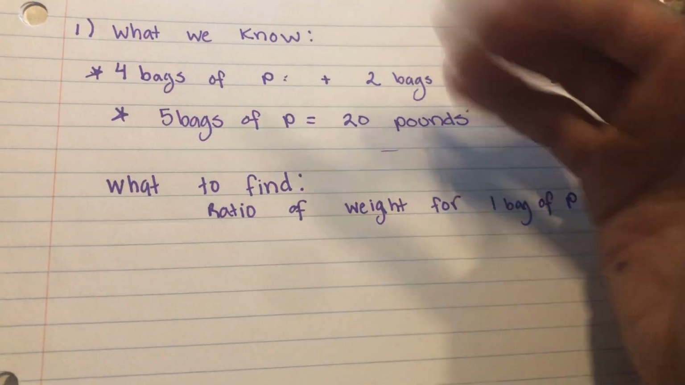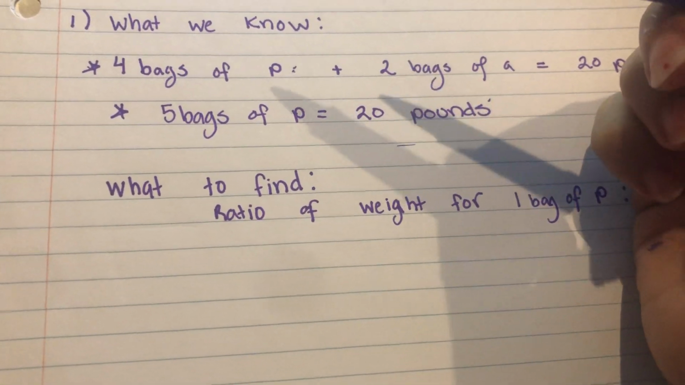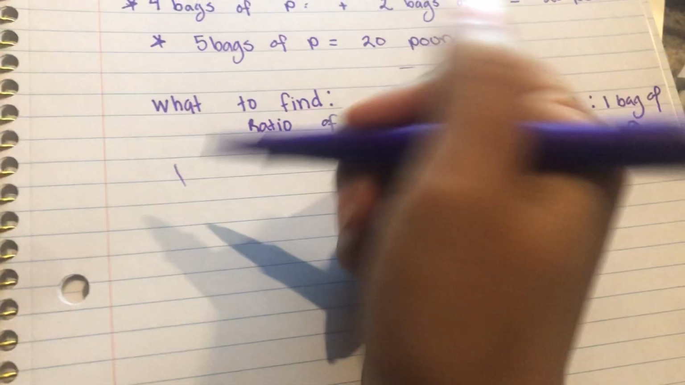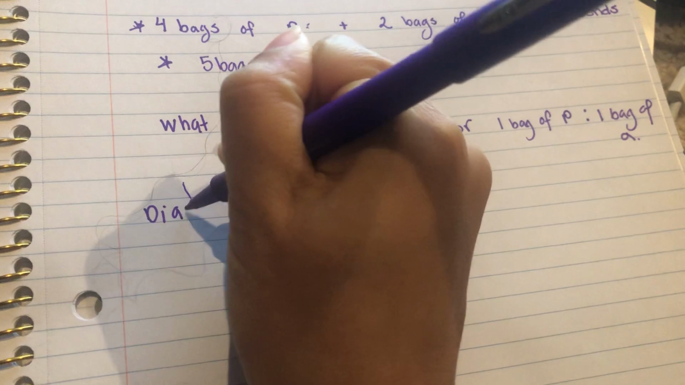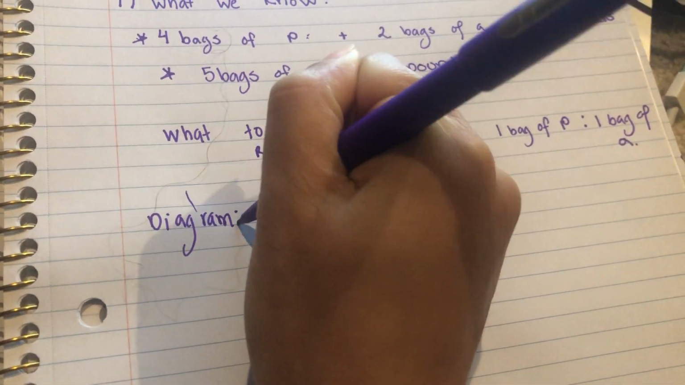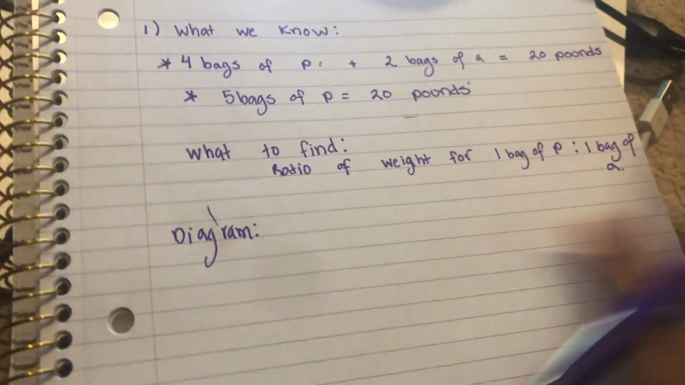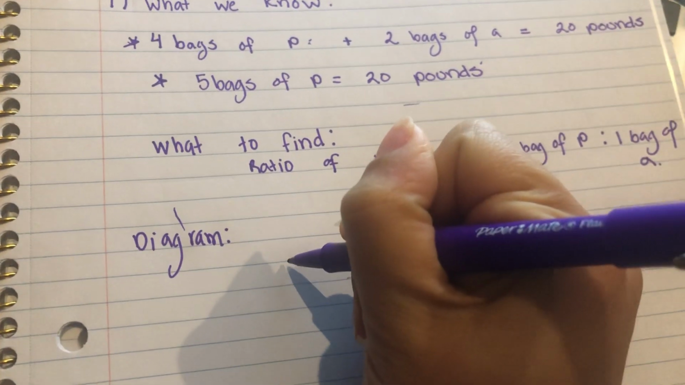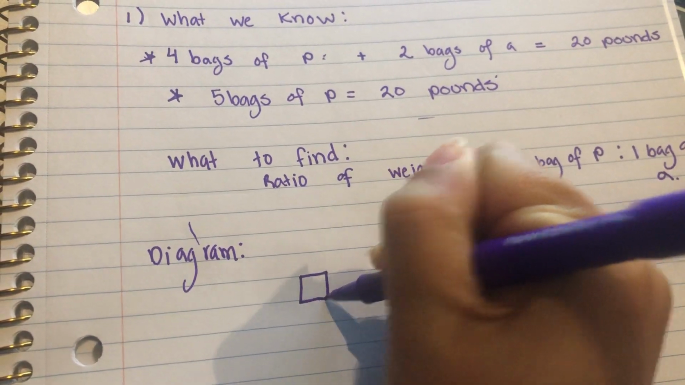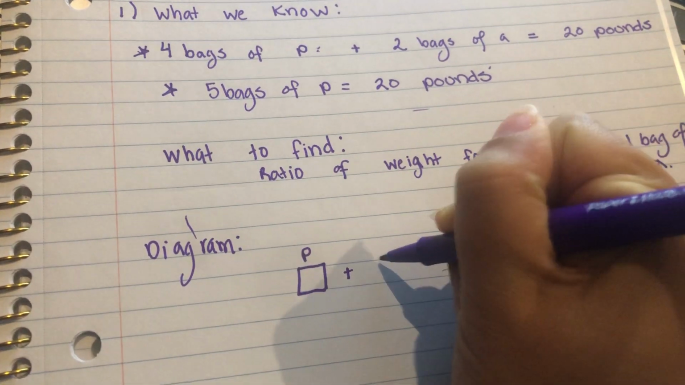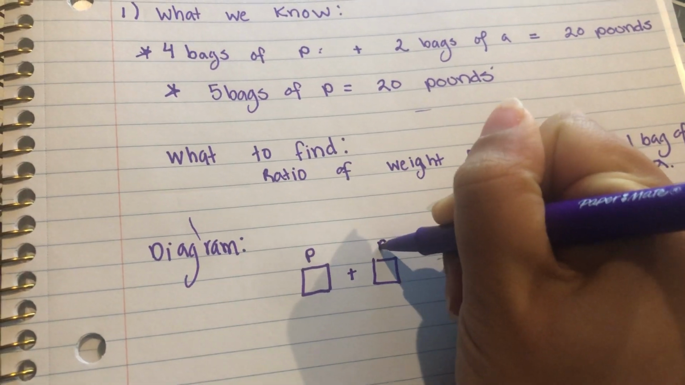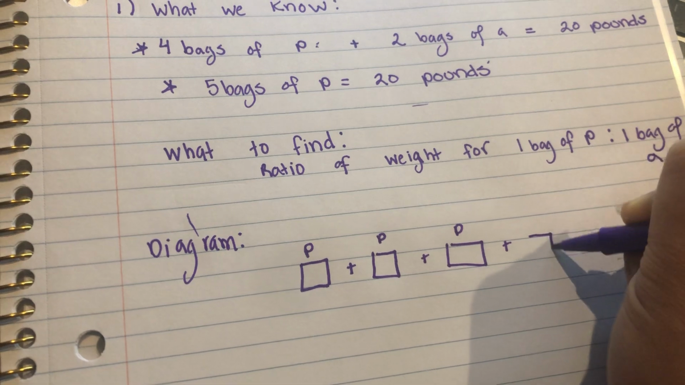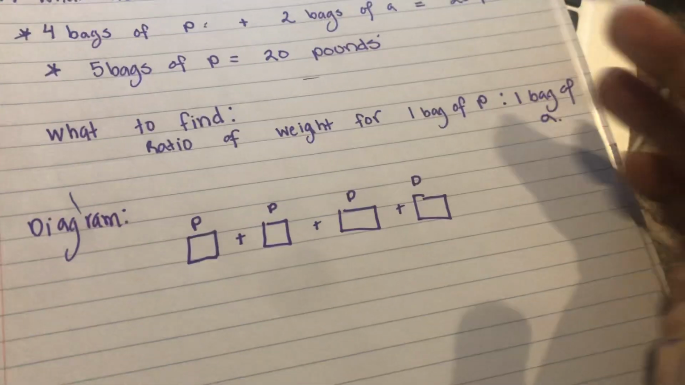Now, in order to solve this, we have to use what we know in order to figure out what we have to find. So here's what we're going to do. We are going to draw a diagram. This is the easiest way to actually solve a question like this. Excuse my curly hair. Okay, so here we go. 4 bags of persimmons. So I'm going to draw 4 bags of persimmons. So 1, 2, 3, and 4. Okay, so we got 4 bags of persimmons.